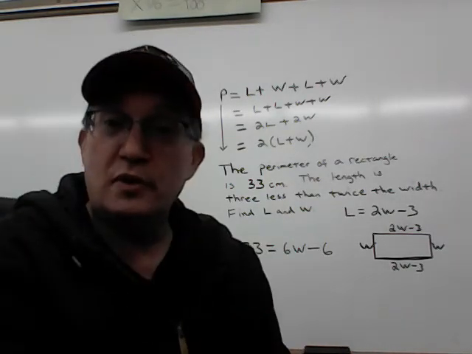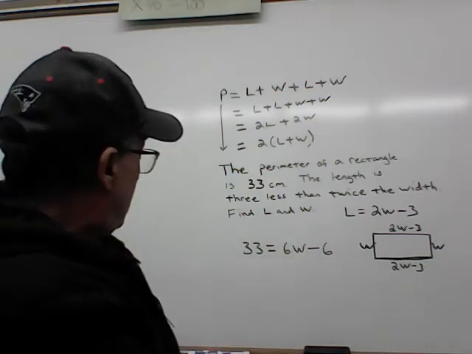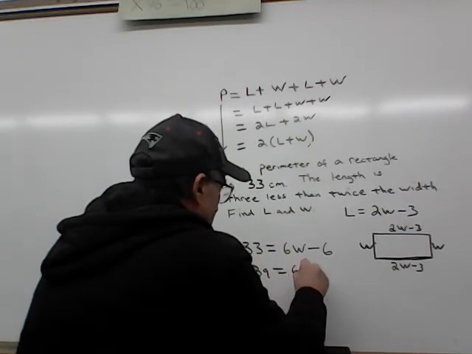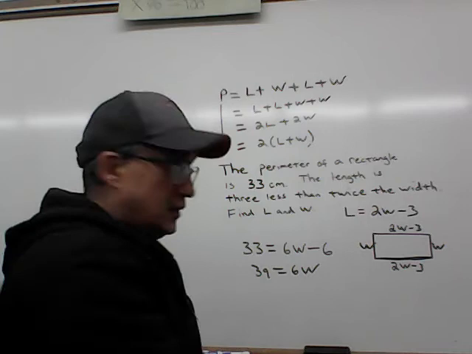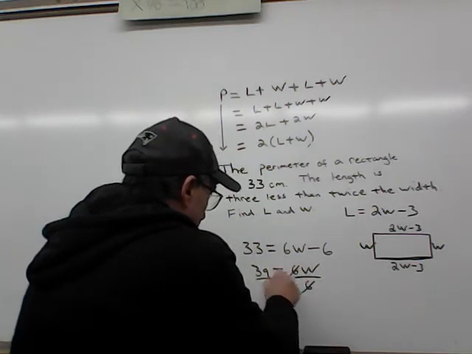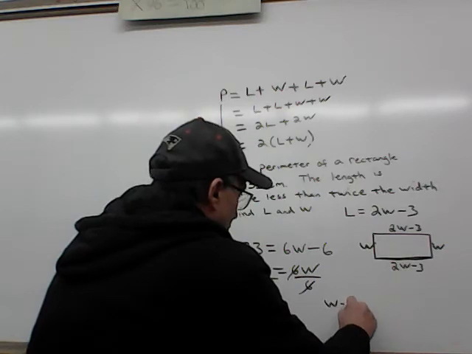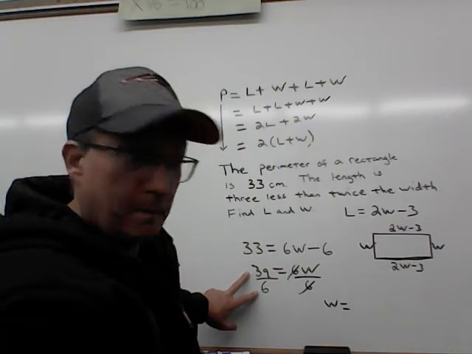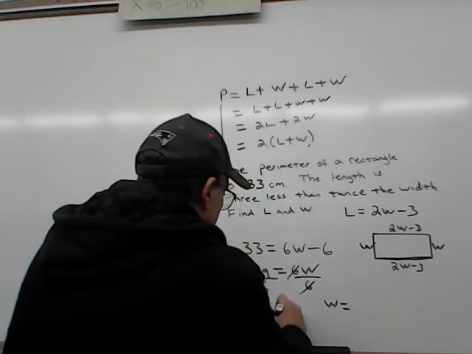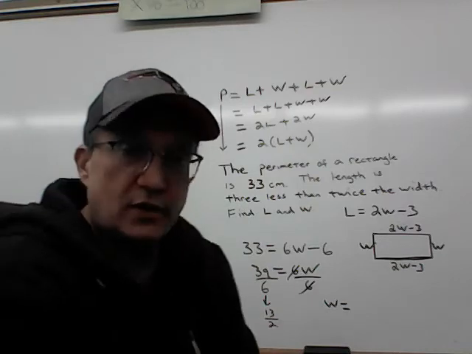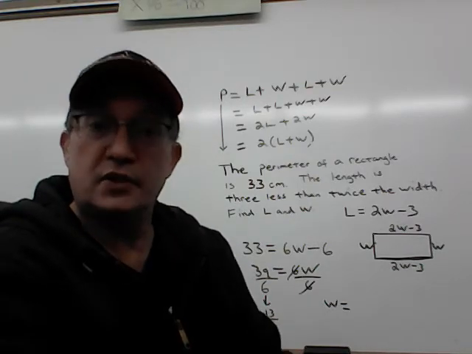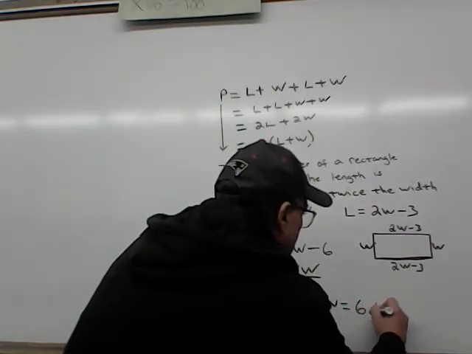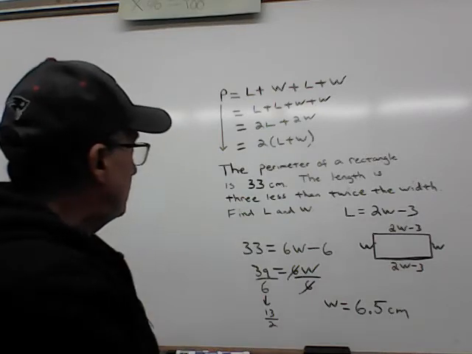Of course, we're going to add 6 to each side and get 39 equals 6w. We'll divide by 6 on each side, canceling here, and w equals 39/6. Let's divide the top and bottom by 3. This is 13 halves, right? 13 halves is 6 1/2. Half of 13. 6 1/2. So the width is 6.5 centimeters.